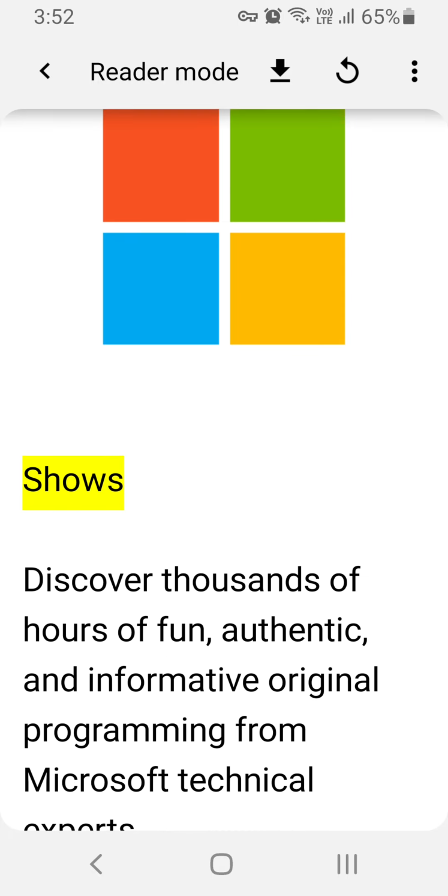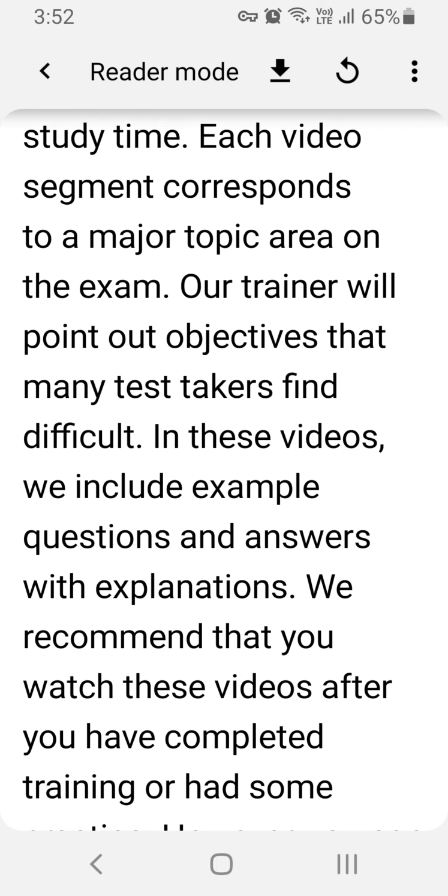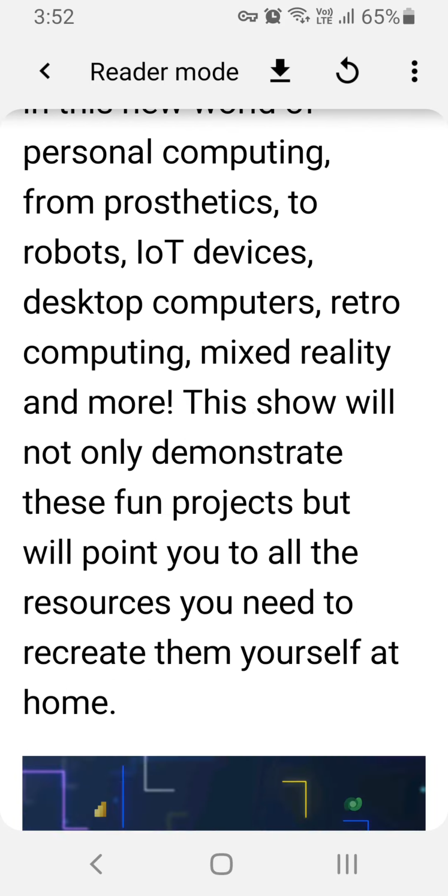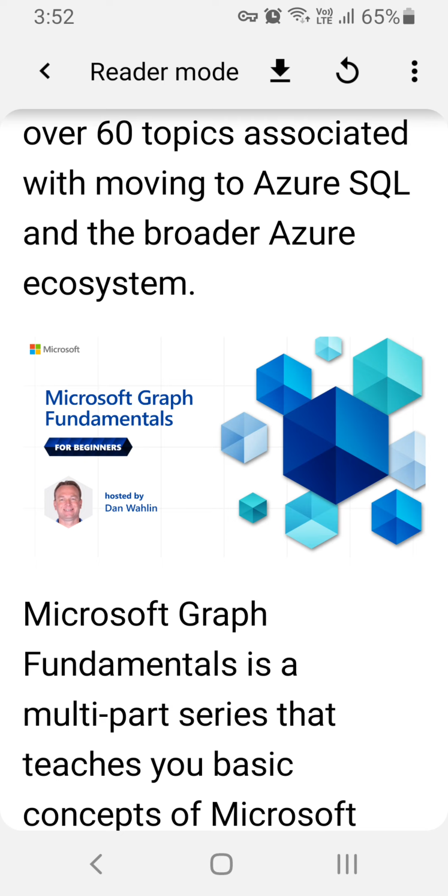Shows. Microsoft Learn Shows: discover thousands of hours of fun, authentic, and informative original programming from Microsoft technical experts. Featured, with its focus on tooling both in and outside of Visual Studio. This show will help you become a more productive developer. Join your hosts Leslie Richardson and Robert Green and see what tools you can put in your Visual Studio toolbox. Watch the Azure Enablement Show, where we share technical advice, tips, and best practices to accelerate your cloud journey, build well-architected cloud apps, and optimize your solutions in Azure.